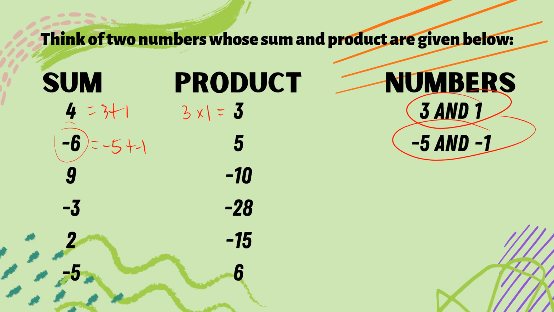And for the product, we just simply multiply the numbers. So, negative 5 times negative 1. So, negative times negative, that will be positive. And 5 times 1, that is 5. Okay, so that is the answer. How about the other given? Sige nga, pag-isipan. So, what are the numbers? The sum is 9 and the product is negative 10. Parang medyo mahirap yan, ha?